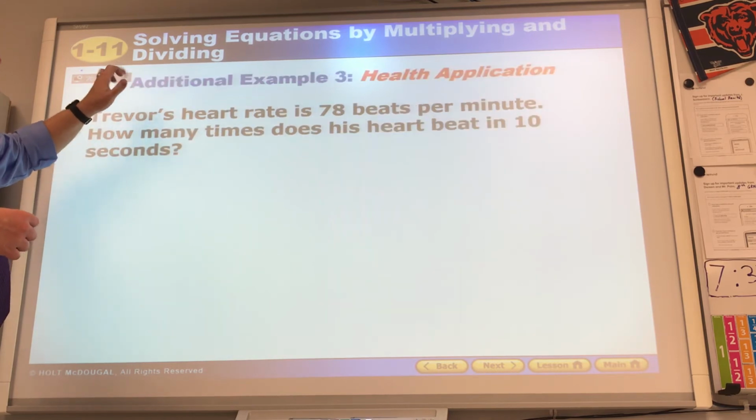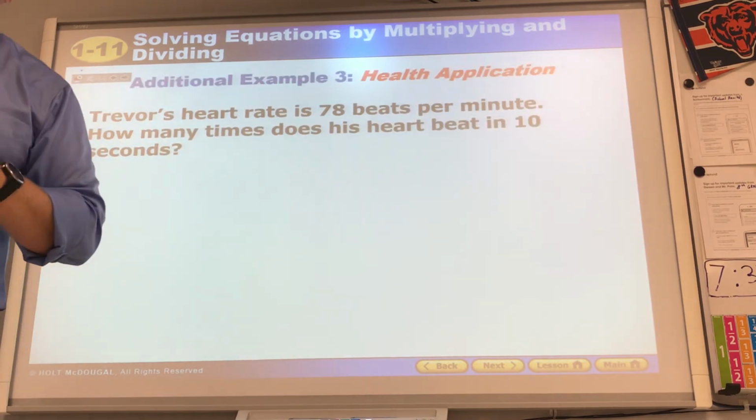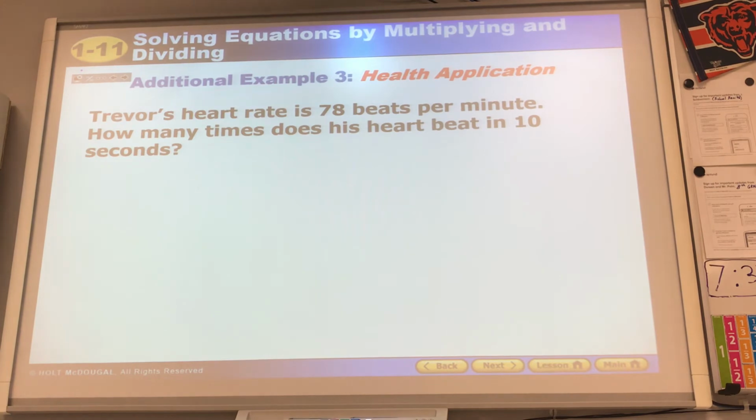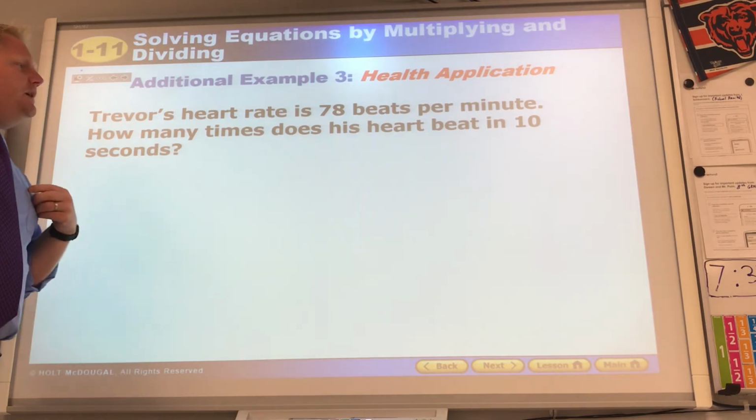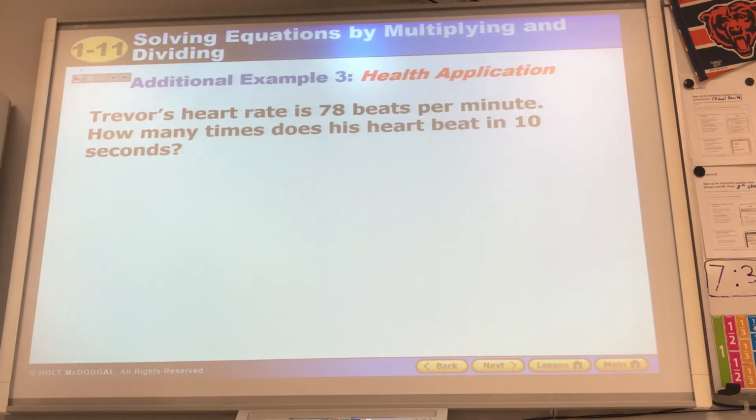All right. The only thing left to do is do some word problems. This will be the hardest part. You can work together in those pods of 4 of who's around you, but don't leave your seat. Trevor's heart rate is 78 beats per minute. How many times does his heart beat in 10 seconds? Watch how they set them up. It'll help you in the long run.